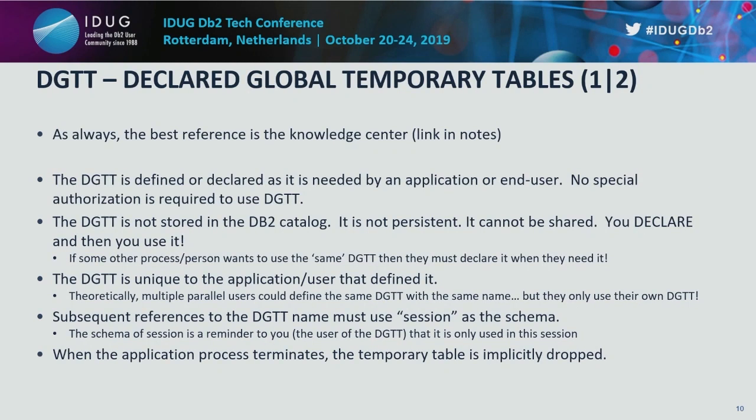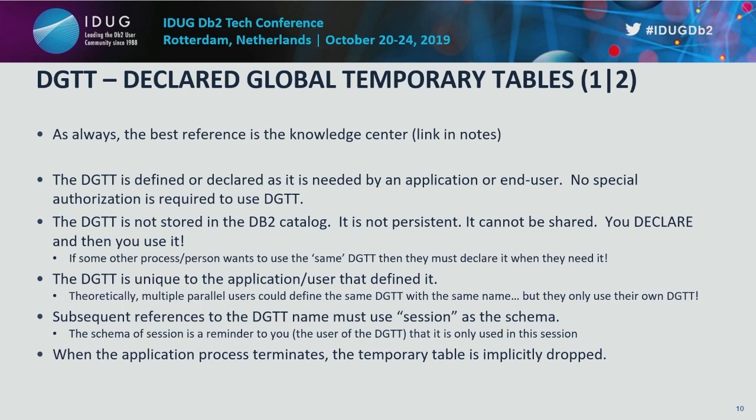Here are a few words about declared temporary tables, just to drive home the point. As always, the best reference is in the Knowledge Center. I have the link in the notes here. The DGTT is defined, or declared, as it is needed by an application or end user. You don't need any special authorization to use a DGTT. It's not stored in the Db2 catalog. It's not persistent at all. It cannot be shared. You declare it and then you use it.